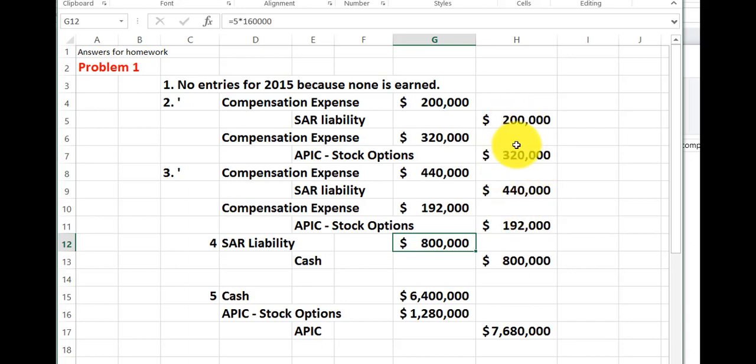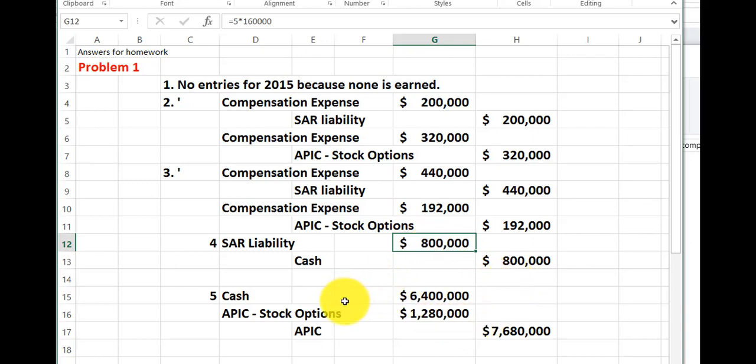That $800,000 should equal all the credits to the stock appreciation rights liability that we've made earlier. Now notice that it doesn't because we only showed the journal entries for 2 of the years, not the 3rd year. But if you had all 3 years, you would see that the credit should equal this debit, and therefore the liability is wiped out, and you have a credit to cash.